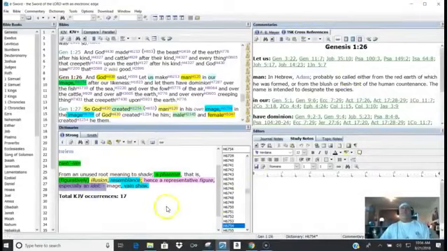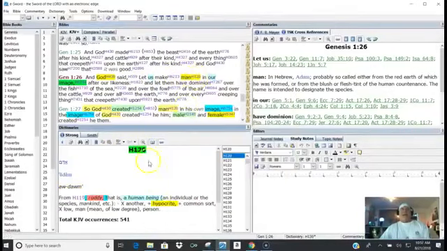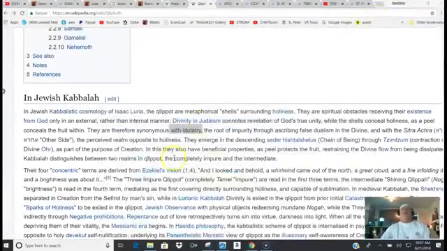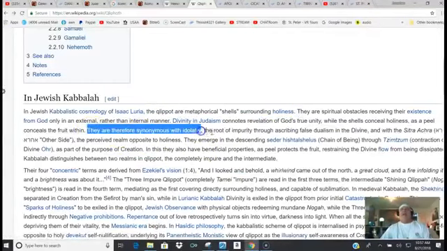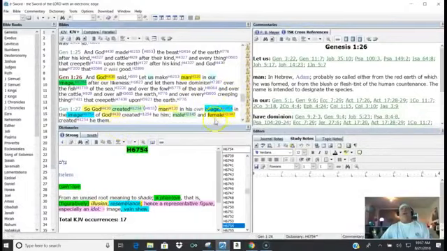Okay, again. Elohim said, gods, angels, magistrates. Remember, H430. Gods, angels, magistrates said, let us make man a hypocrite in our vain show. Hence, a representative figure, especially an idol. There it is. Okay, now back to this. The kelapot are metaphorical shells surrounding holiness. They are synonyms with idolatry, the root of impurity through ascribing false dualism in the divine. And that dualism is the male-female energy in one thing.